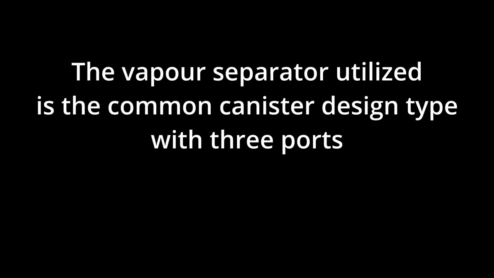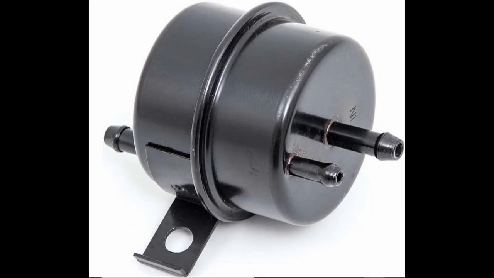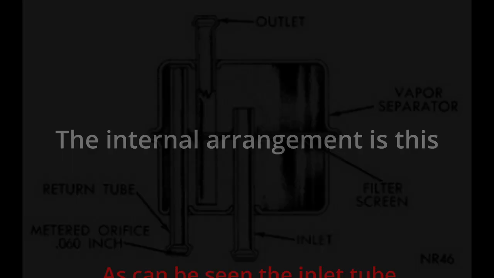Section 2. Vapour Separator. This section will show the effects of adding a vapour separator to the fuel system. The vapour separator utilized is a common canister design type with 3 ports. The internal arrangement is this.